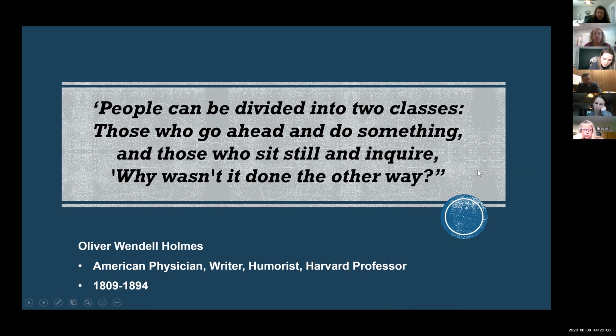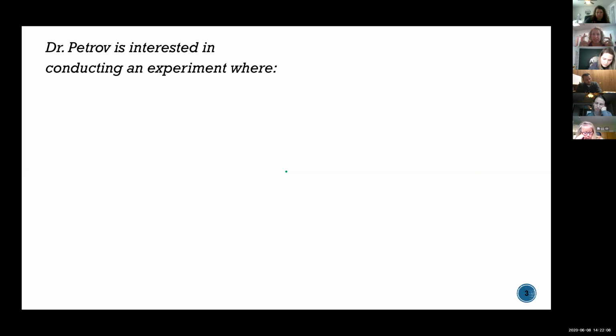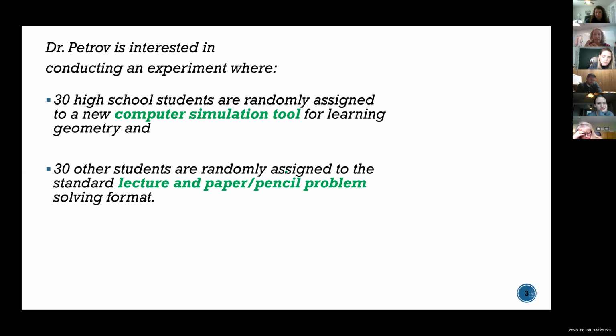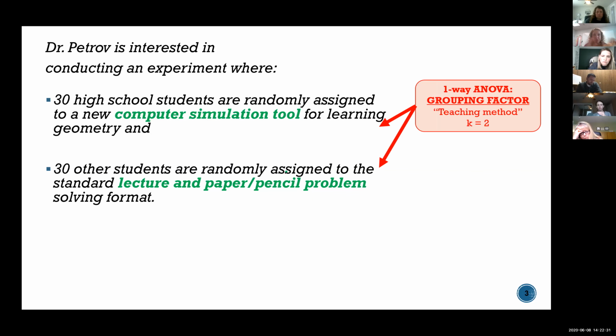Okay. So again, going back to square one, the idea with the two-way ANOVAs is, like this Dr. Petrov is interested in looking at 30 high school students randomly doing a computer simulation tool versus 30 students doing the lecture pencil paper problems. So we got two kinds of learning strategies going on here. Usually, up till now, we would have done a one-way ANOVA with K equals 2 groups, the computer simulation group and the standard lecture with paper pencil problem solving format, K equals 2.